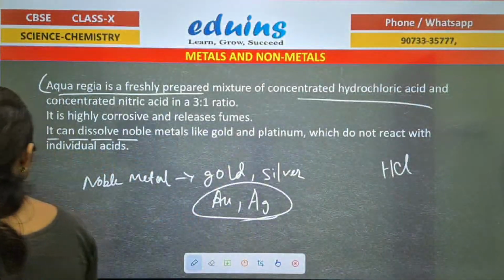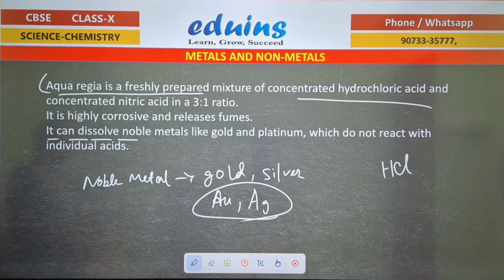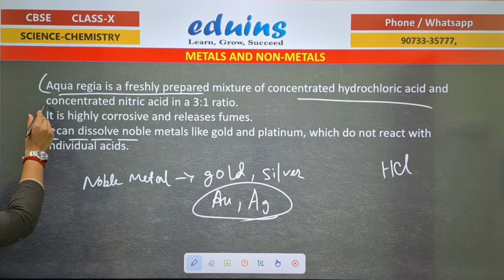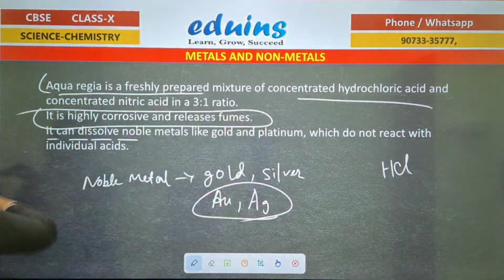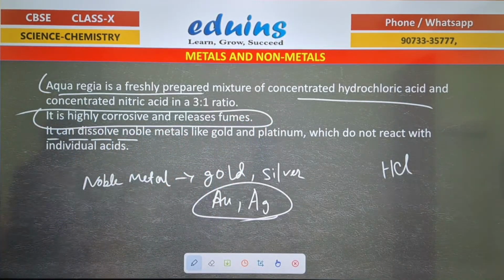Okay, so concentrated hydrochloric acid and concentrated nitric acid in the ratio of 3:1 give the mixture called aqua regia. This is a freshly prepared mixture. It is highly corrosive and releases fumes.